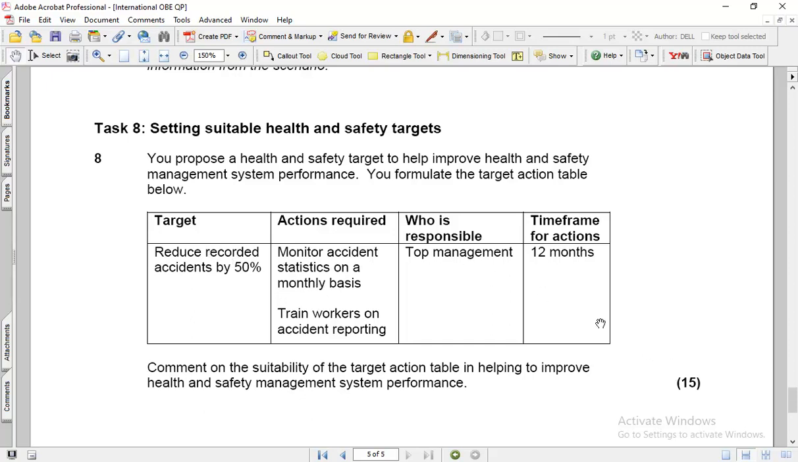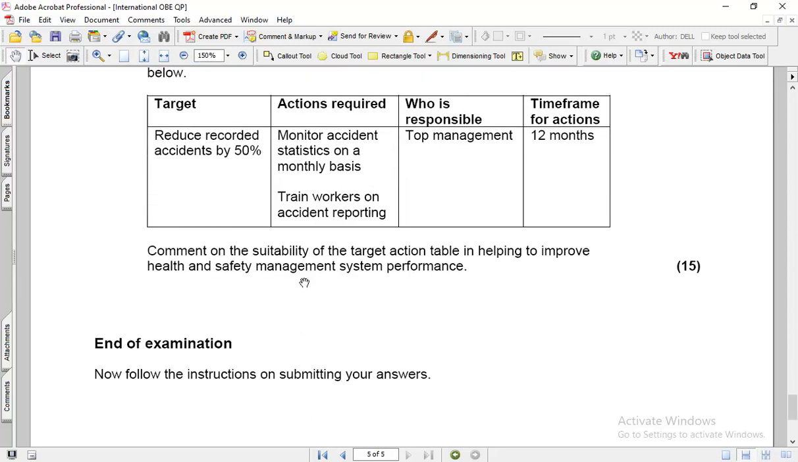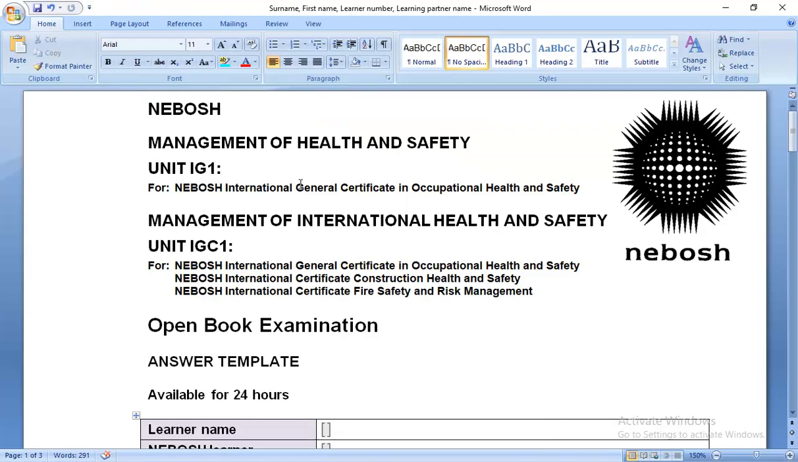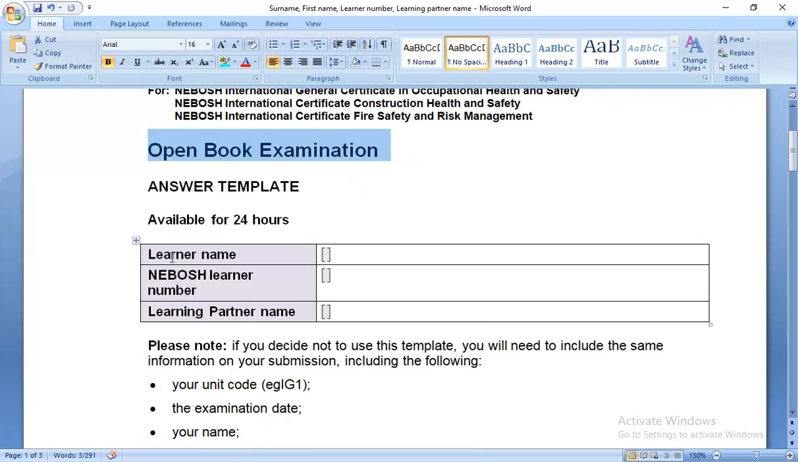We have 15 marks and for 15 marks we should write down at least 450 words. This is the end of the examination. Now we will move towards the answer template and then we will discuss one task solution. This is the answer template for learners. It's mentioned OBE, open book examination, available for 24 hours.